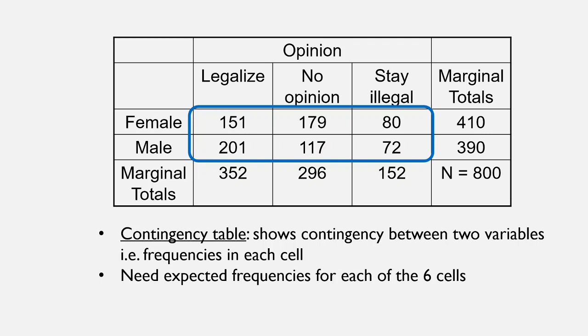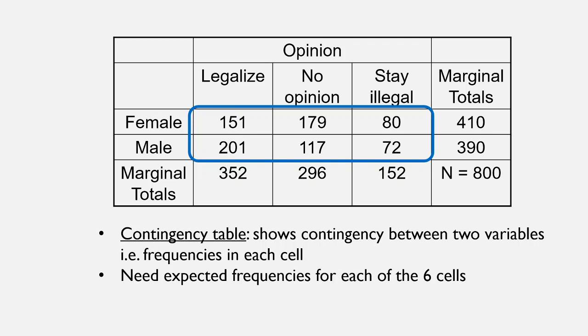Lastly, make sure that you understand that the marginal totals reflect the frequencies collapsed across one of the variables. So if you were to add up all of the people that said legalize, all of the people that said no opinion, and all of the people that said stay illegal, regardless of gender, that sums up to 800. So 352 plus 296 plus 152 gets you to 800. Separately, the marginal total column to the right, that 410 women and 390 men, separately adds up to 800.